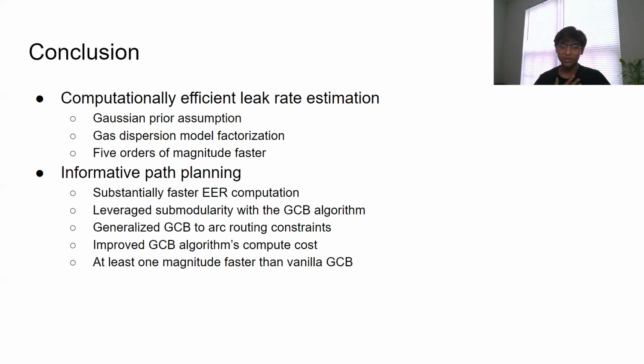Our Bayesian leak rate model also allowed us to quickly compute the EER, the information metric used to measure the informativeness of our paths. And we then used the GCB algorithm to solve our IPP problem. But because the GCB algorithm did not consider edge routing constraints required to apply the algorithm to road networks, we developed a variant of the algorithm that used arc routing. We also improved the computational efficiency of the GCB algorithm itself. We demonstrated experiments showing that our variant of the algorithm was at least 1 order of magnitude faster than other approaches.